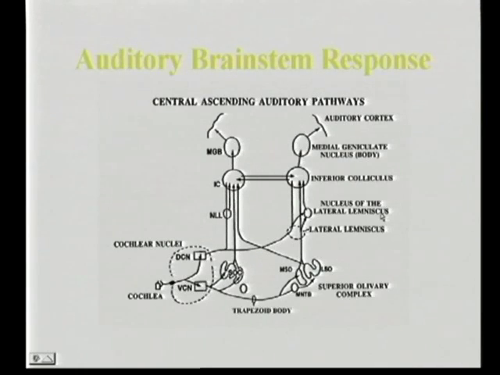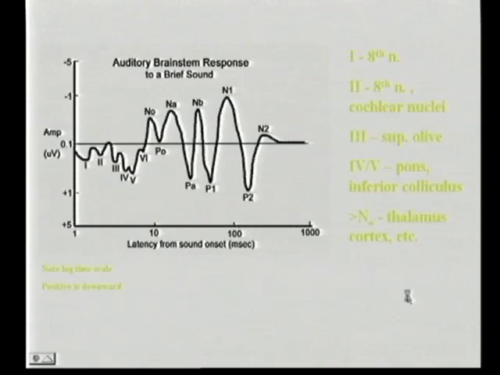And you can do this in children because when they're very young, you can get this readout without having them cooperate with you during the test. This shows a normal auditory brainstem response. This one right here would probably be the nerve. This would be the cochlear nuclei, and then you're going to have the superior olive and the inferior colliculus. So you can see the time it takes, and also the amplitude.